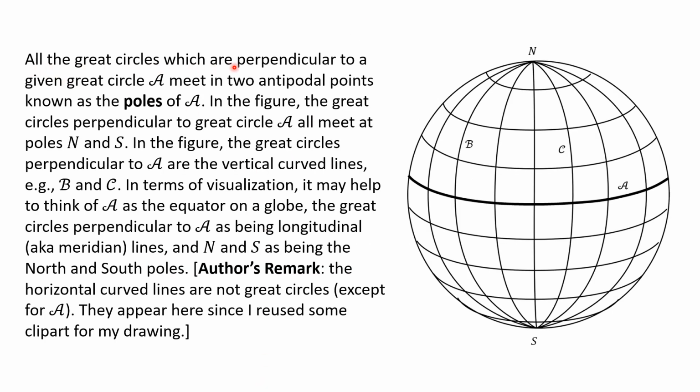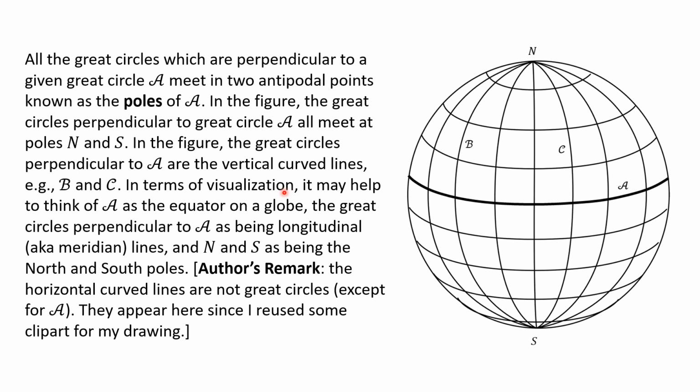All the great circles which are perpendicular to a given great circle meet in 2 antipodal points known as poles. I have an example here. So we have a great circle A, then these other great circles going this way, B and C being 2 examples. So you have a 90-degree angle here where they meet. All these great circles that are perpendicular to A meet at poles, in the figure that's N and S.